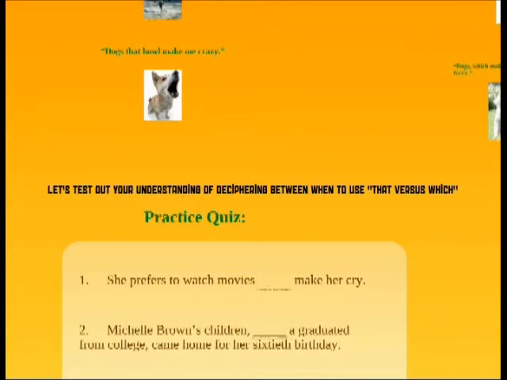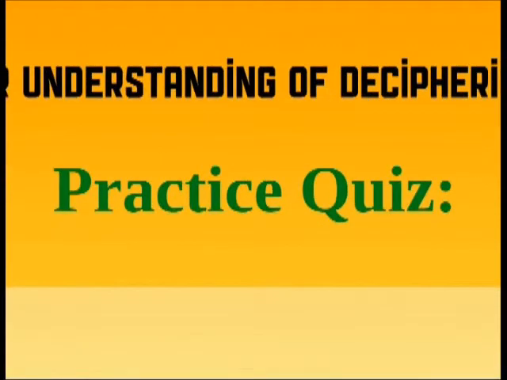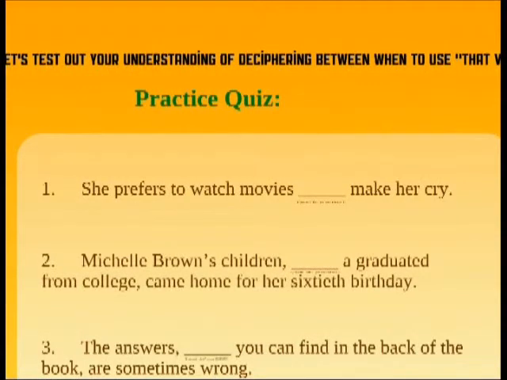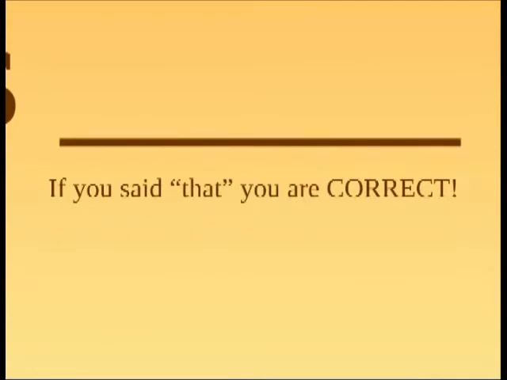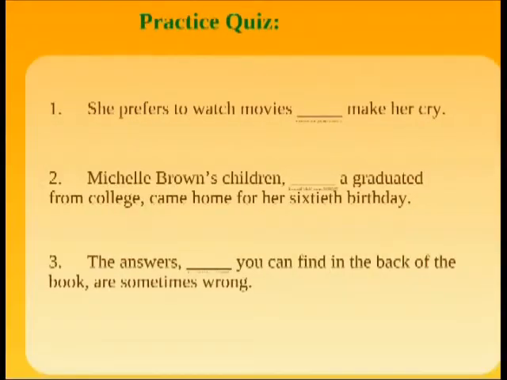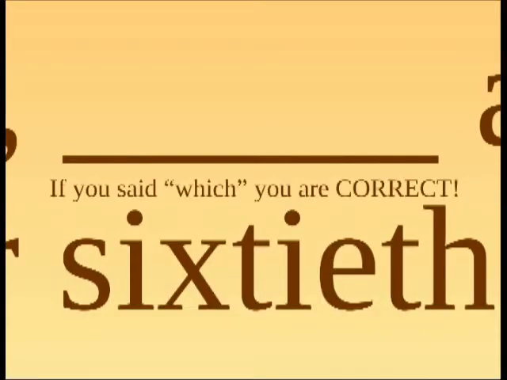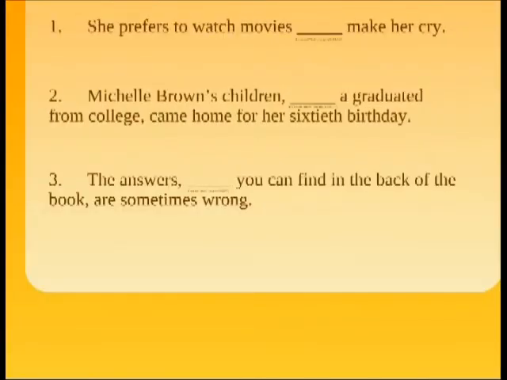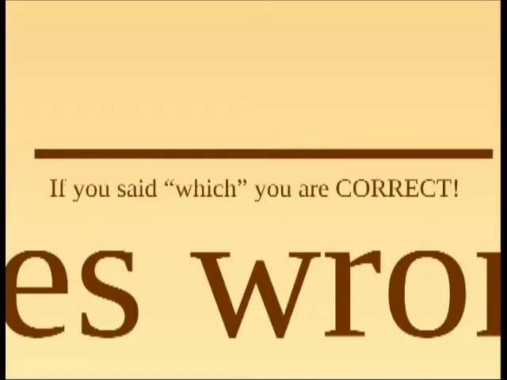Try this quick quiz. One, she prefers to watch movies blank make her cry. If you said that, you're correct. Number 2, Michelle Brown's children blank, a graduate from college, came home for her 60th birthday. If you said which, you're correct. 3, the answers blank you can find in the back of the book are sometimes incorrect. If you said which, you're correct.